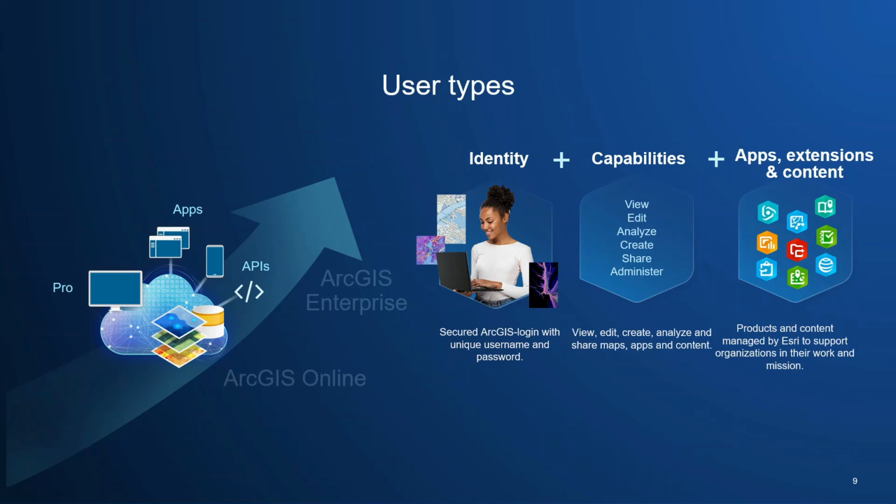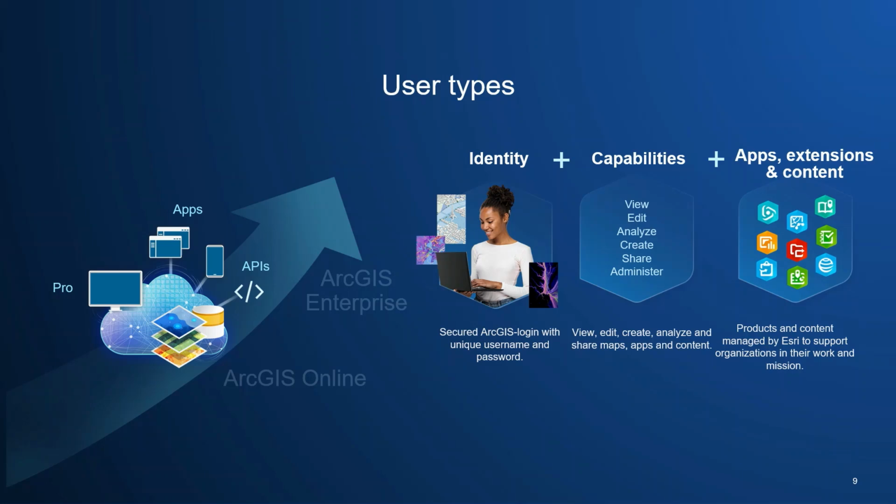This is done in three different ways. First, a user type is associated with an identity. So this means that each user type has its own username and password. Basically, it's an account that grants access to the ArcGIS platform and its associated systems.